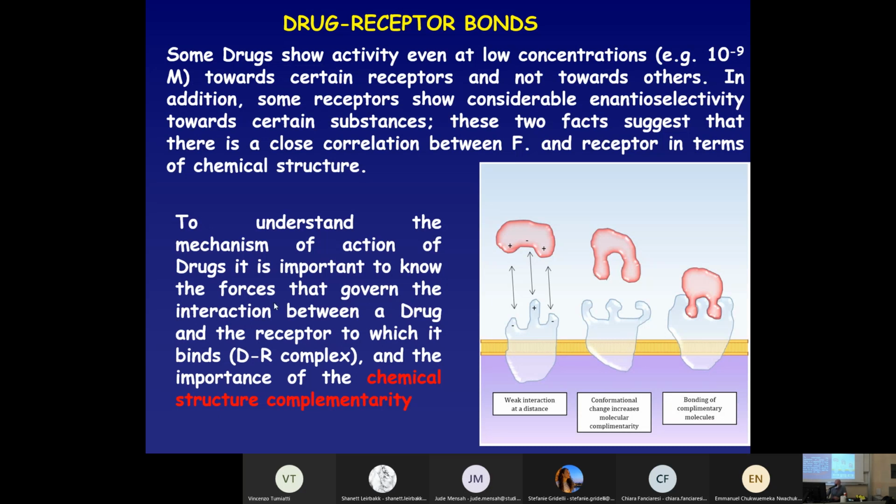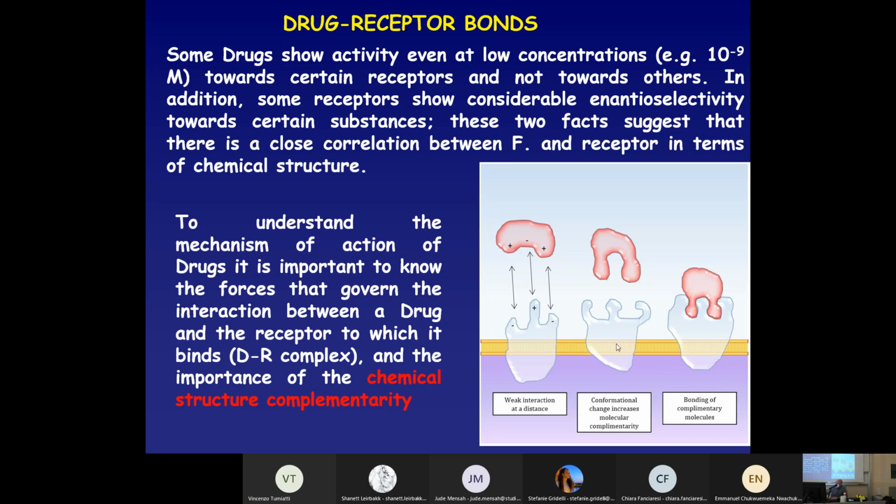So we have to know the different forces involved in the drug receptor interaction. But the first concept is that the chemical structures of the two subjects, drugs and receptors, should be complementary. You see here in the picture how important is the complementarity of the two chemical structures.